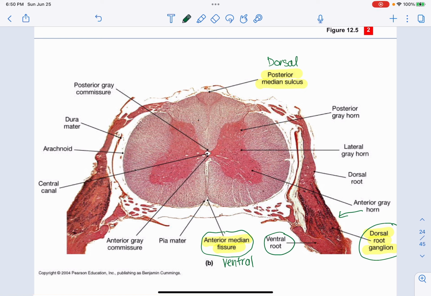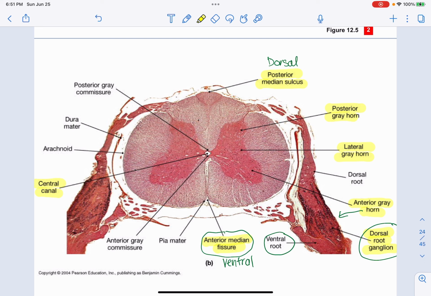If we look at the gray matter, we can organize the gray matter. If you remember, we have the posterior gray horn, we have the lateral gray horn, and we have the anterior gray horn. One feature that I forgot to mention is that in the center, you have the central canal. And remember, that is where cerebrospinal fluid is going to flow.